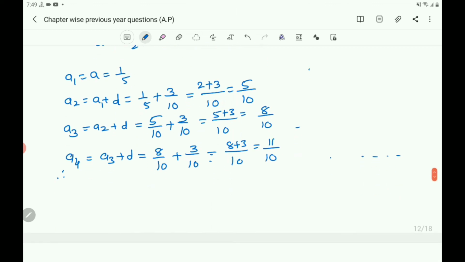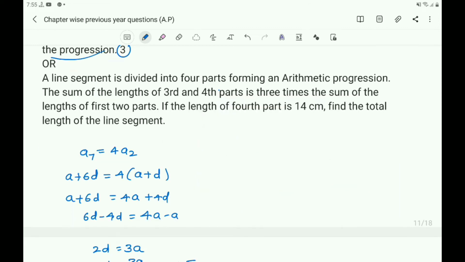Therefore you write, therefore AP is what? First term 1 by 5, second term 5 by 10, third term 8 by 10, fourth term 11 by 10. So on you write. That is the required AP.